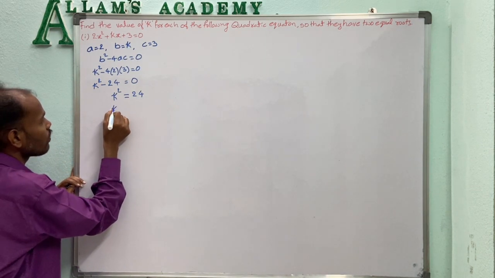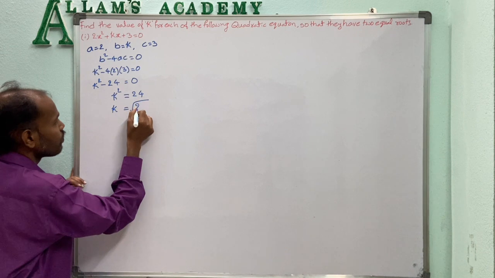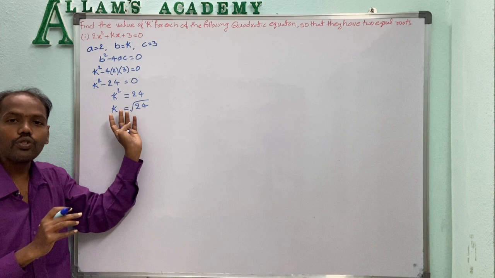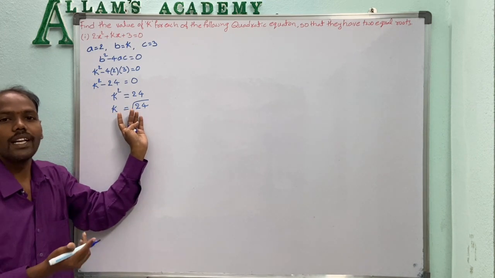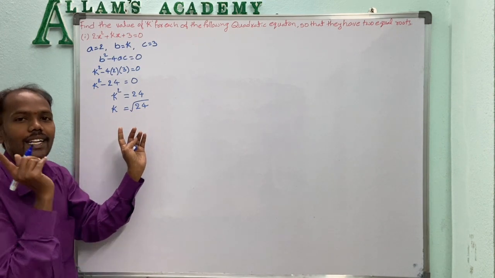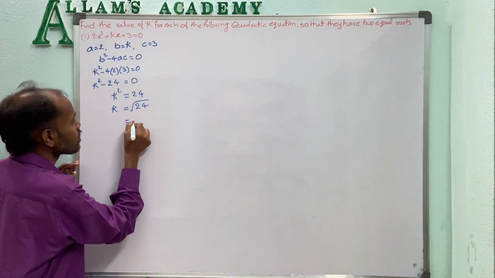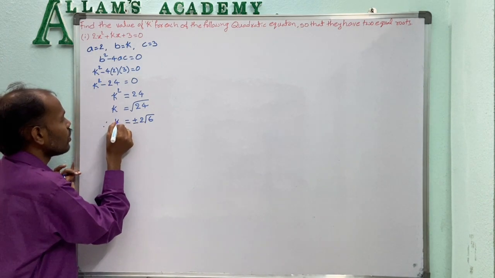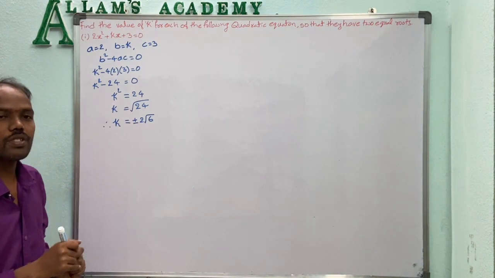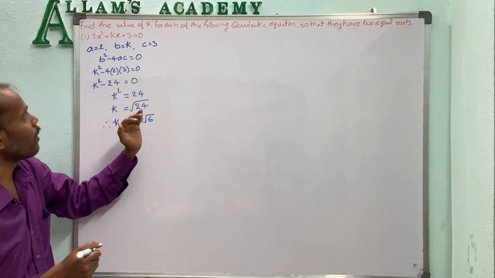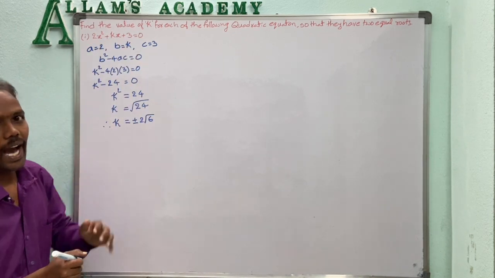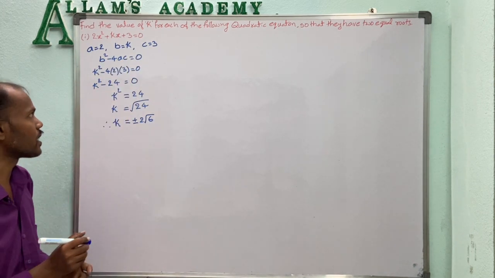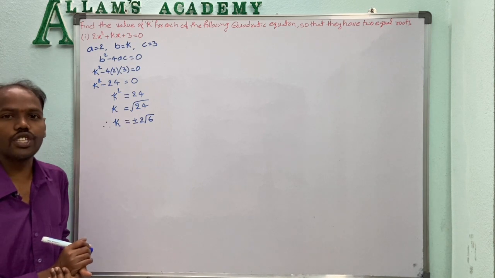Now k equals under root 24. Now 24 can be written as 4 into 6. Now root AB means root A into root B. That means root 4 into root 6, that is nothing but 2 into root 6. That means plus or minus 2 root 6. Therefore the k value is plus or minus 2 root 6. That means plus 2 root 6 and minus 2 root 6 both happen. Then we get the discriminant value b square minus 4ac equal to 0.